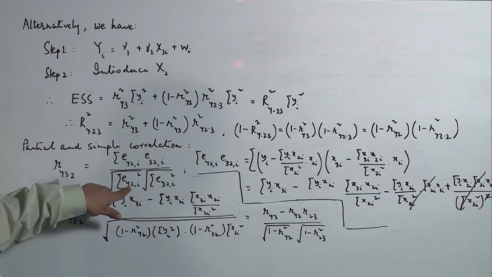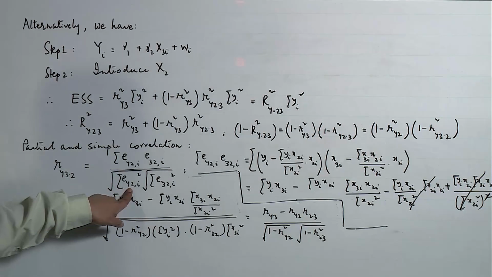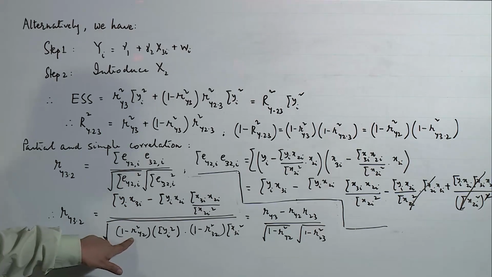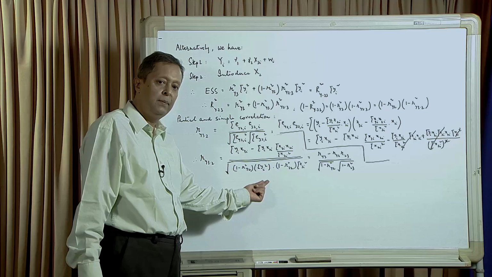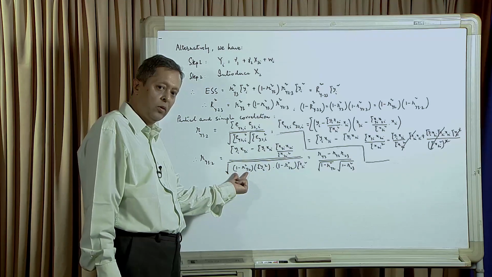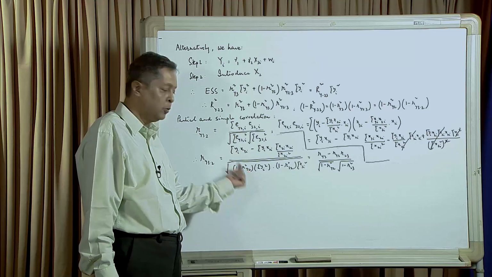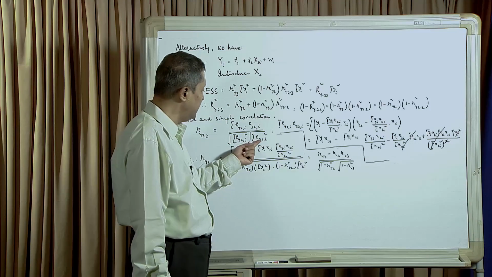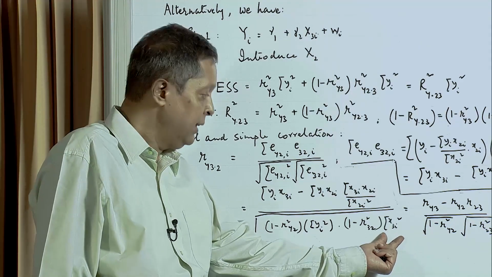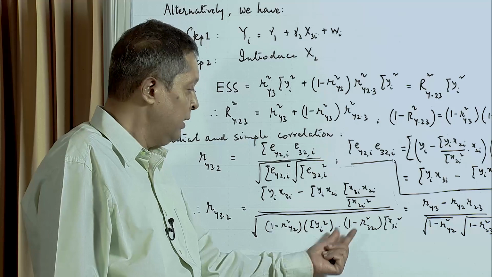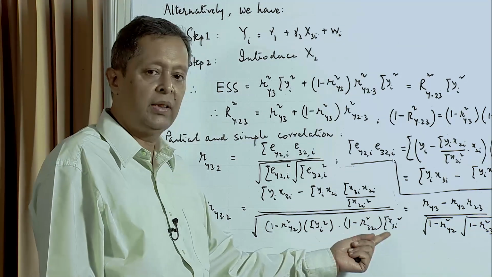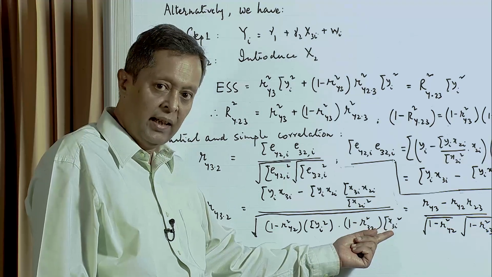What is this? This is the residual sum of squares when y is regressed on x2. So, what would that be? 1 minus r square y2 times summation yi square, the total sum of squares, and the residue arising out of it when y is regressed on x2. Similarly, what is E32i? It is the total sum of squares of x3 and the residue out of it when x3 is regressed on x2. So, 1 minus r square 32 times summation x3i square.